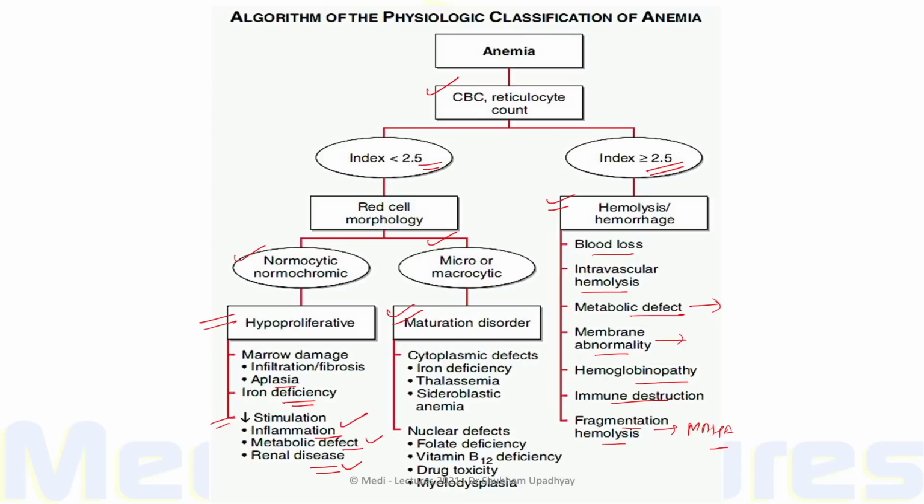Micro or macrocytic anemia have causes likewise. So maturation disorder can be due to iron deficiency, thalassemia, sideroblastic anemia. These will lead to microcytosis, while nuclear defects leading to macrocytosis occur due to folate deficiency, vitamin B12 deficiency, some drug toxicity, and myelodysplastic syndrome.